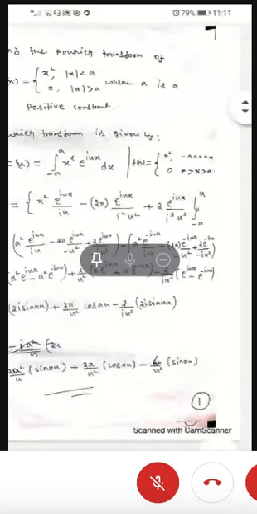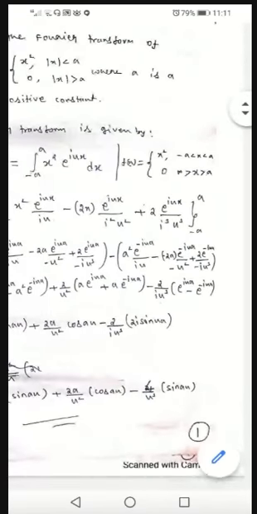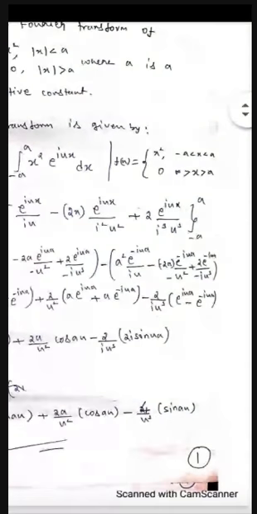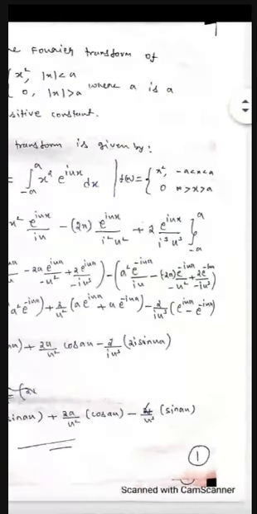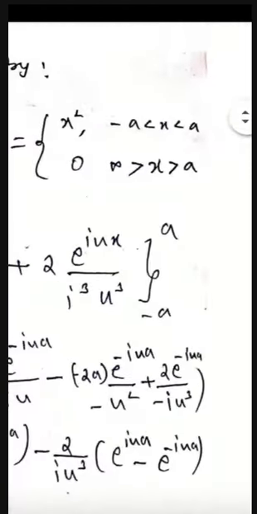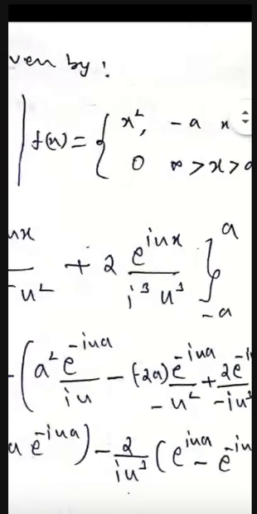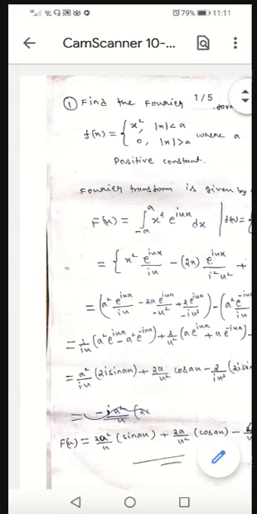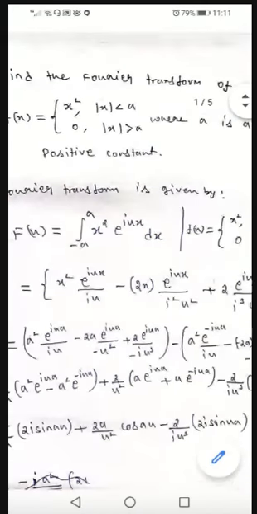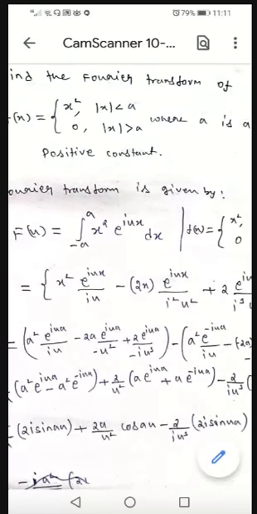So that I defined x square. If you want to substitute x square in the place of f of x, whenever x is in between minus a to plus a, that is, x is greater than minus a and less than plus a. Similarly, f of x is 0 when mod of x is greater than a.